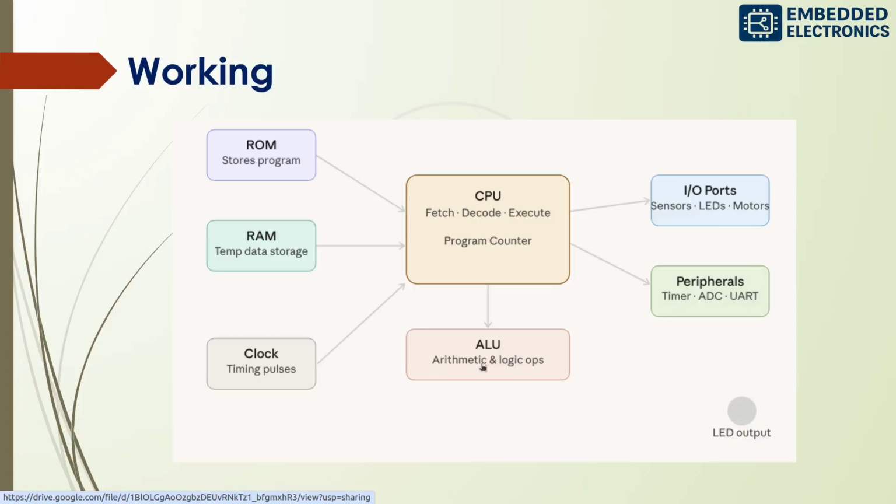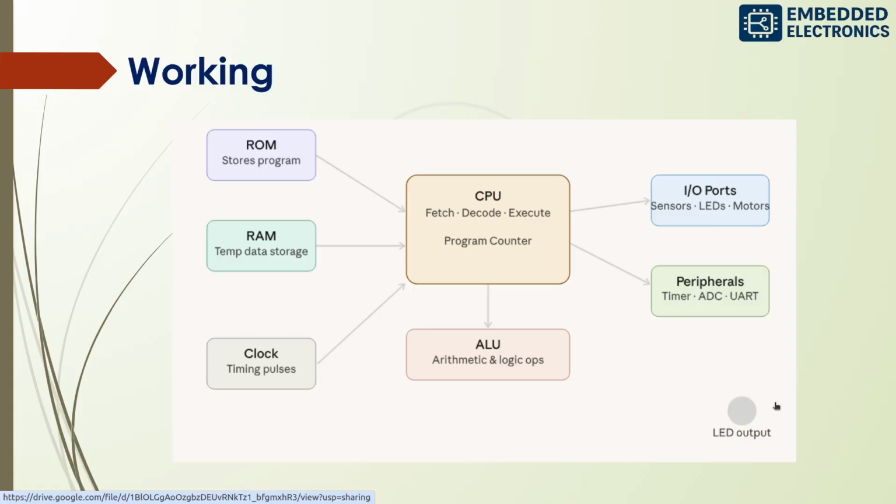So after this, the output. The result is sent to the in-out pins, where connected devices like LEDs, motors or sensors respond accordingly. So no direct human interaction needed here. Then the LED will glow in case of turn on LED. So that is the output. In case of adding two numbers, you will get the output or sum here.